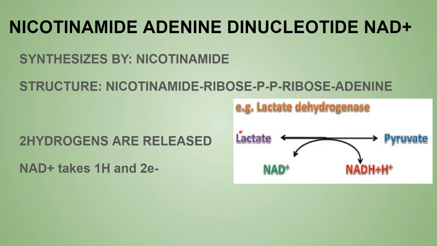Now as you can see in the previous example, the lactate is oxidized, and simultaneously NAD is reduced to NADH. What happens here is, with LDH, two hydrogens are released from lactate. Whenever we cleave these hydrogens, we get 2 H plus and 2 electrons. Out of these, the 2 electrons and 1 H plus will be taken up by NAD plus to form NADH, while the other H plus is released into the surrounding medium.